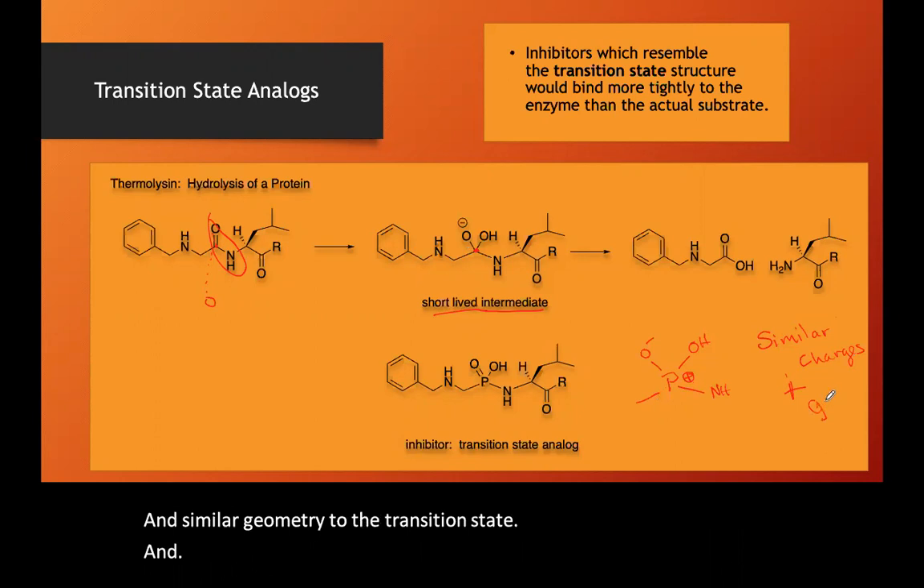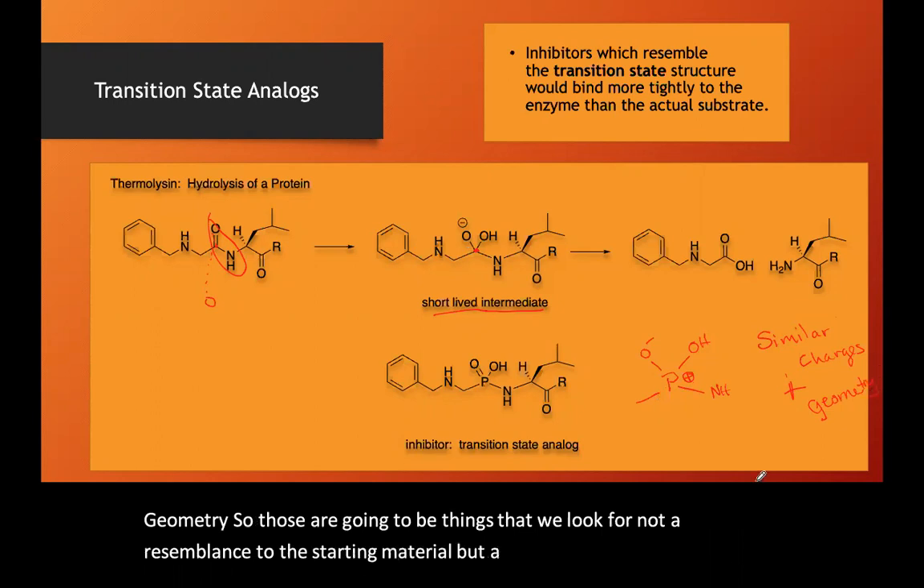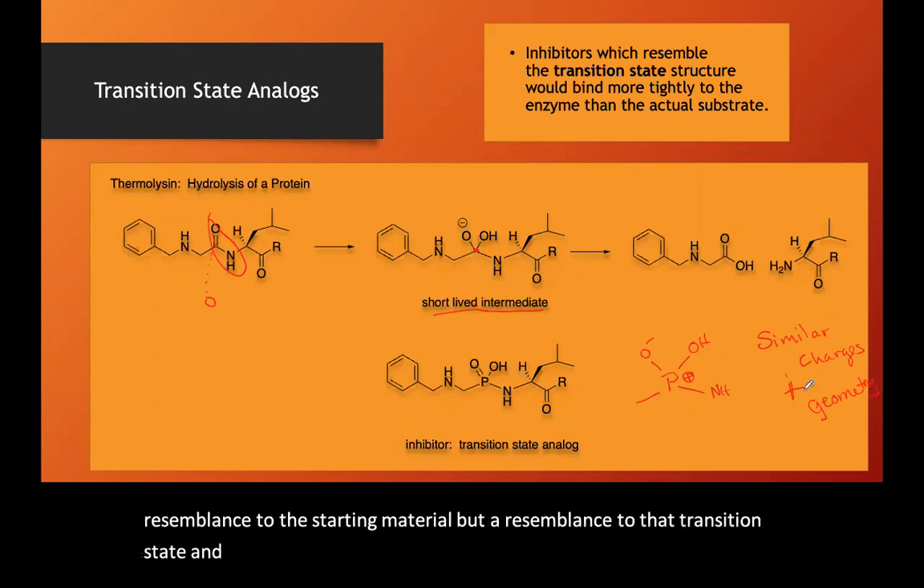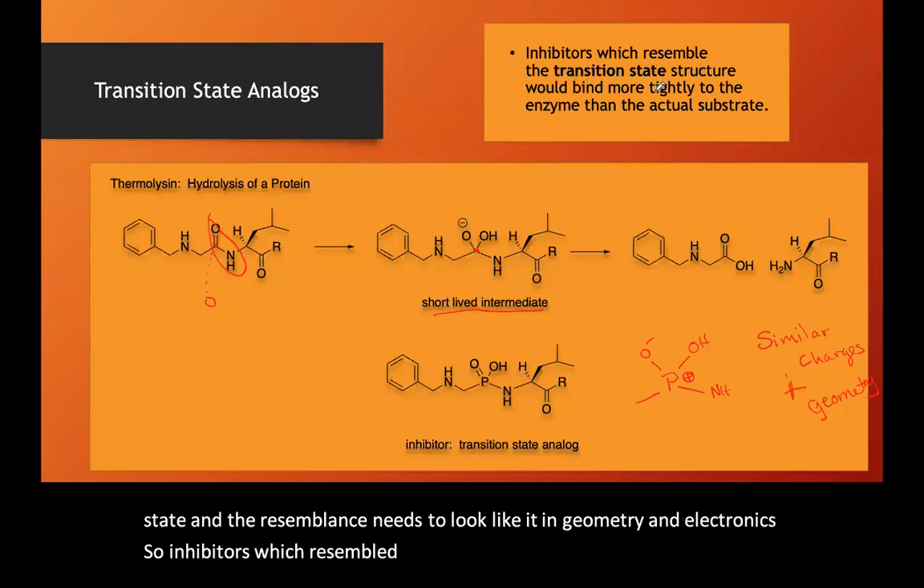So those are going to be things that we look for, not a resemblance to the starting material, but a resemblance to that transition state. And the resemblance needs to look like it in geometry and electronics. So inhibitors which resemble the transition state structure will bind more tightly to the enzyme than the actual substrate.